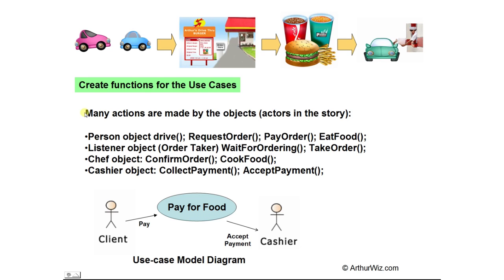If we're going to draw a use case model diagram, we can draw the player or the actor in the story like this. Client, pay with that action, pay for food. And the other player is the cashier, and the cashier's action will be accept payments. This is a very simple use case model diagram.